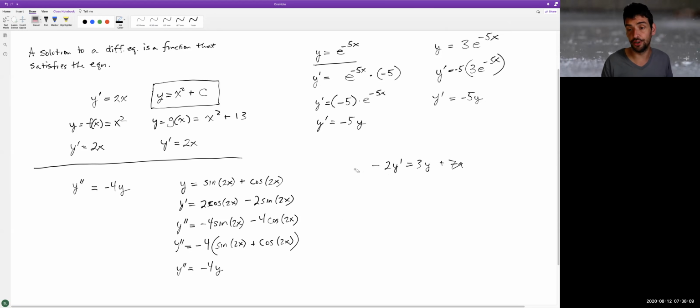What we've skipped over in these examples is how do we actually find the solution? So we're skipping that part right now. I just want to have the idea of what a solution is.